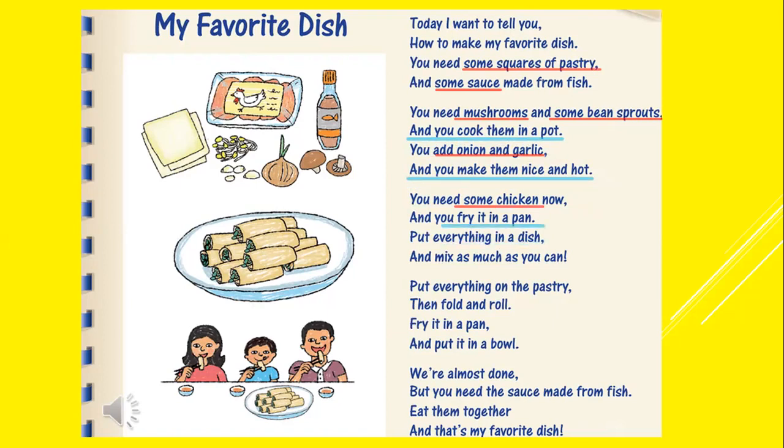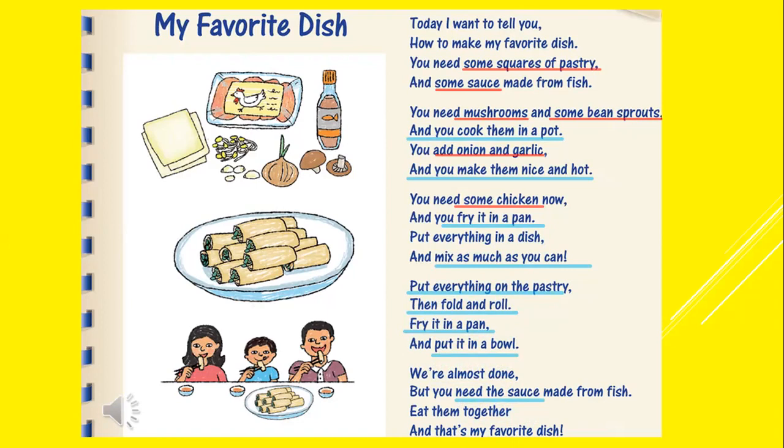Fry it in a pan. Mix as much as you can. Put everything on the pastry. Then fold and roll. Fry it in a pan and put it in a bowl. The last one, you need the sauce made from fish to eat them together.